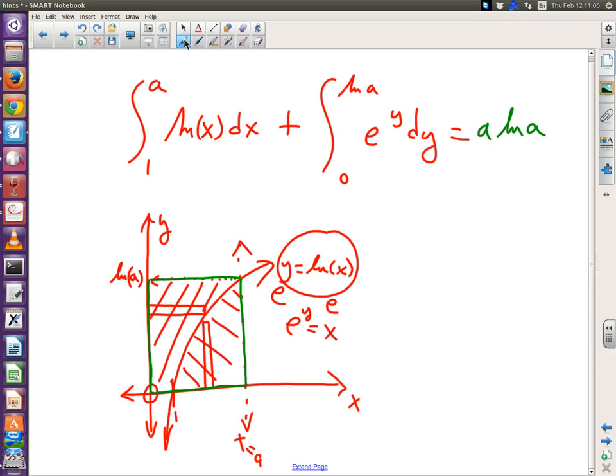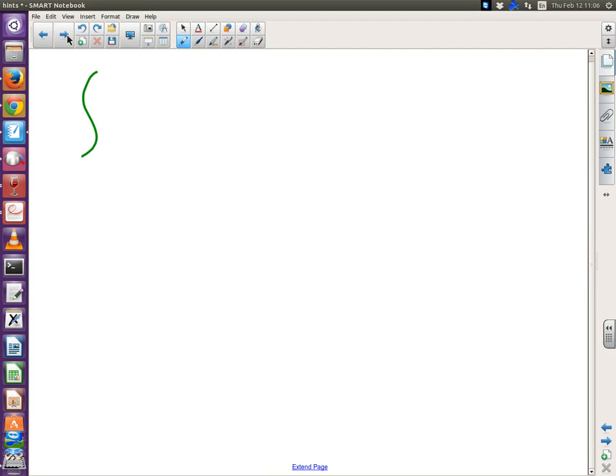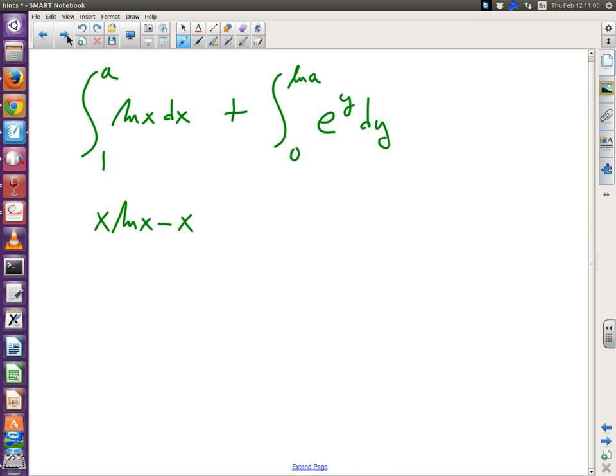But look, how about this? Let's do it analytically. What is the definite integral from 1 to a of ln of x dx, given that the antiderivative of ln of x is x ln of x minus x, which we will figure out down the line as integration by parts. This is like a product rule where one factor is ln of x and the other factor is dx. And then we add on to it the area from 0 to ln of a under e to the y dy. And let's see what we get.